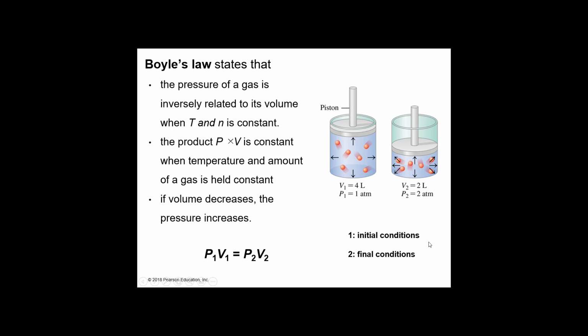So let's take a look at what happened. If we look at the volume, we started out with 4 liters, and it got cut in half to 2 liters. So if volume is cut down, then that means that the pressure must increase. Volume was decreased, the pressure increases, and that's exactly what happens. We go from 1 atm to 2 atm.